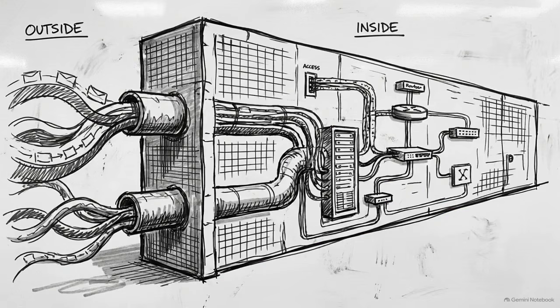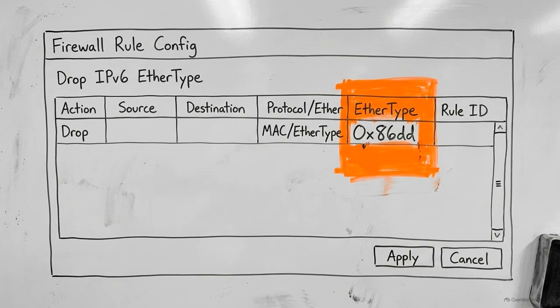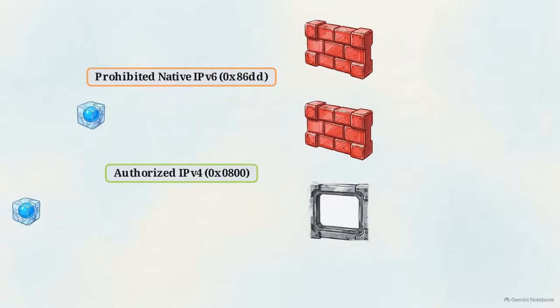Step 1 is mitigating the base layer, native IPv6 traffic. We do this at the Layer 2 or Layer 3 boundary. Look at this firewall interface. You need to configure your network equipment to drop any Ethernet frames containing the protocol type field 0x86DD. This immediately stops pure IPv6 packets from traversing the boundary.